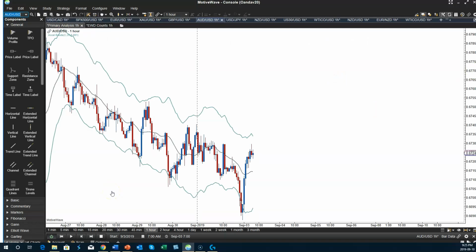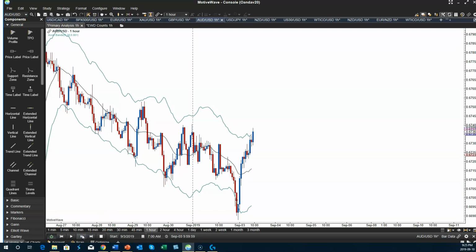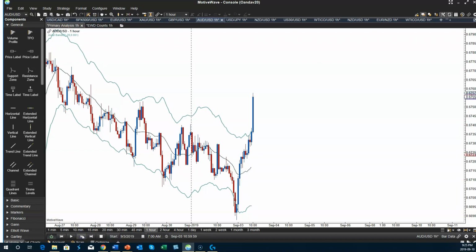This is the Aussie dollar, the 1-hour chart. We're starting on September 3rd at 7 a.m. and we're just going to click and see what happens. So that's our first close outside of the acceleration band. Here's our second close. So this is where we would take the trade.